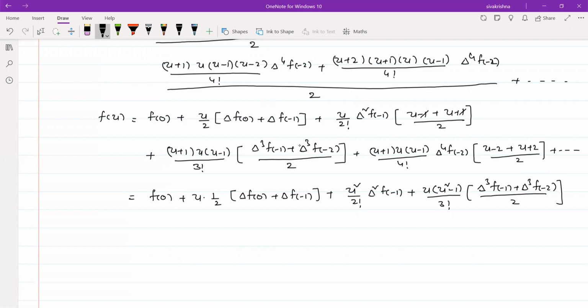Okay, so this is the fourth term, and coming to the last term, once again if you simplify, here 2 gets cancelled, u plus u means 2u. 2u by 2 means once again we get u. So u into u becomes u square, so we get u square into, once again u plus 1 into u minus 1 becomes u square minus 1 by 4 factorial into delta power 4 f of minus 2. Okay, plus and so on. So this is Stirling's formula.